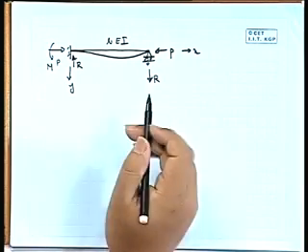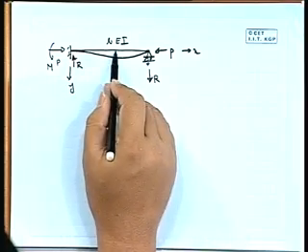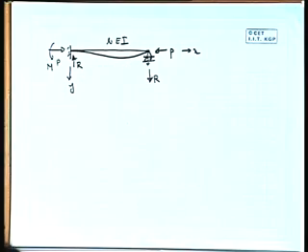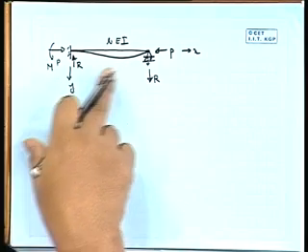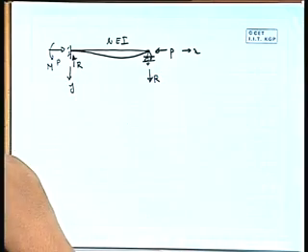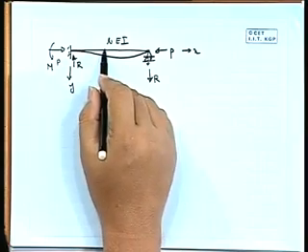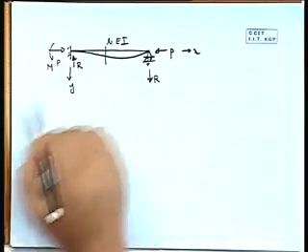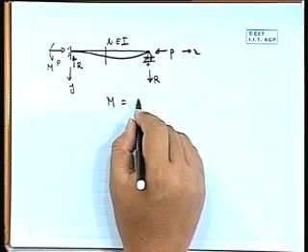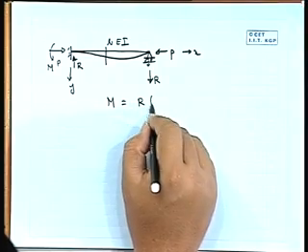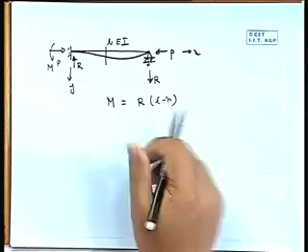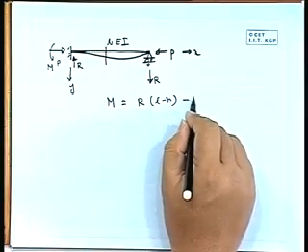Number one, say at any station, at x, that will be y, what will be the moment at that station? So you can come from this side or you can come from that side. So it is better if we come from this side. So if we take any station here, so this is x, that is y. So your M will be your R into L minus x, and that will be a hogging type of moment. So we are taking it as plus minus P into y.